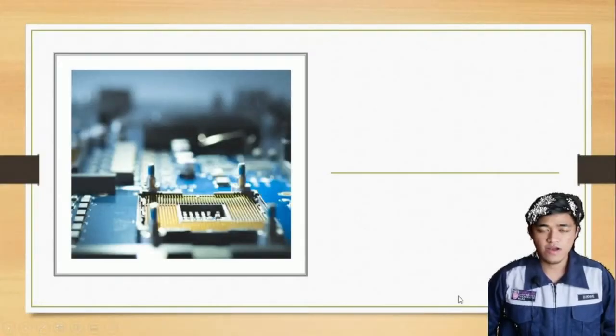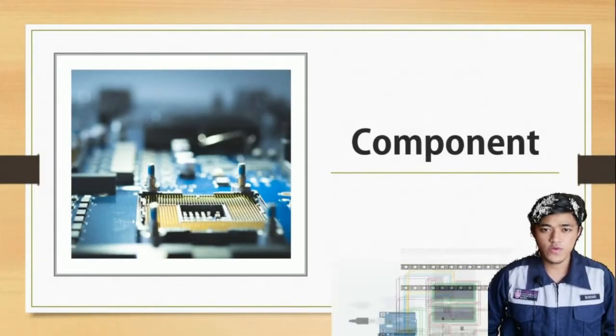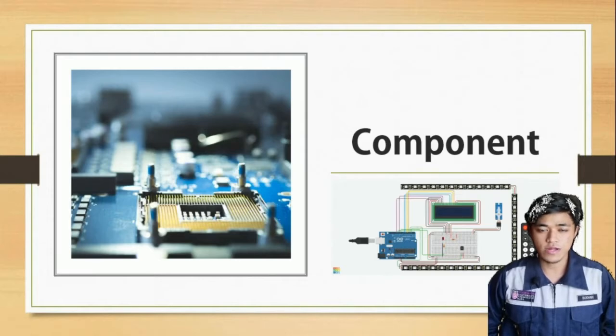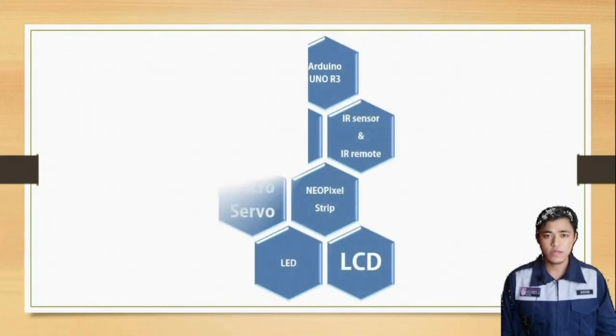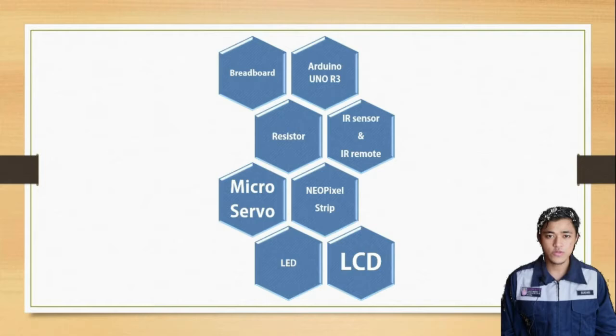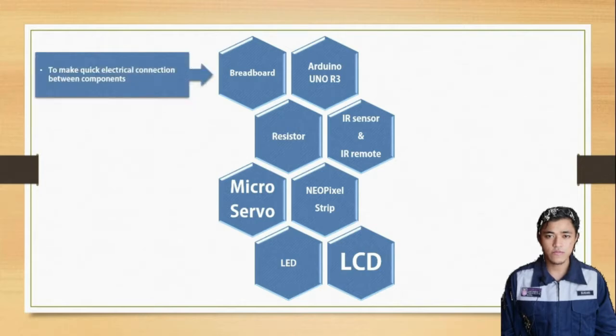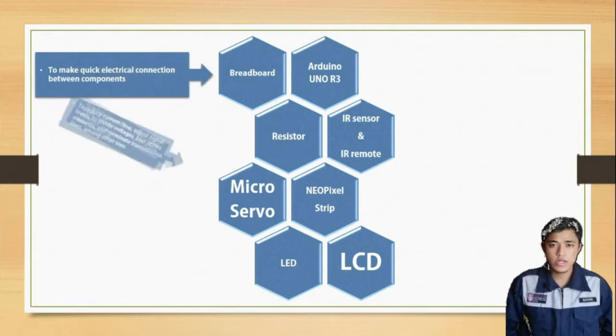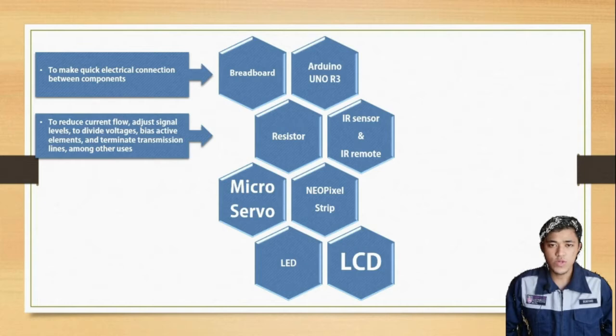Now let's see the function of the components that we use in the aquarium organizer circuit. The first component is the breadboard. The function of the breadboard is to make quick electrical connections between components. Next is the resistor. Its function is to reduce the current flow, adjust signal level, divide voltage, bias active elements, and terminate transmission lines, among other uses.